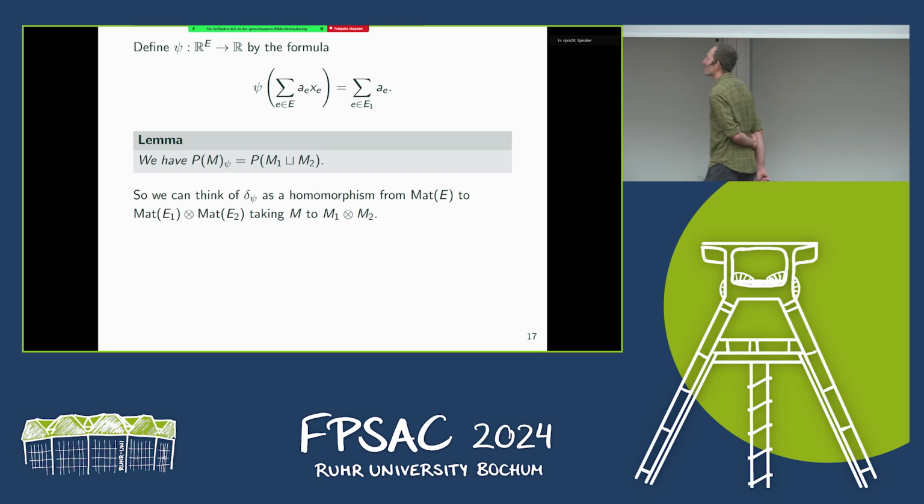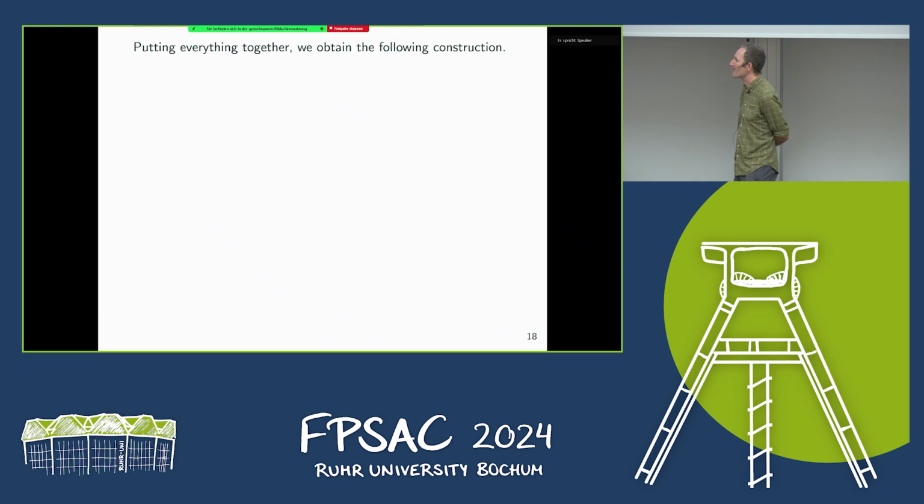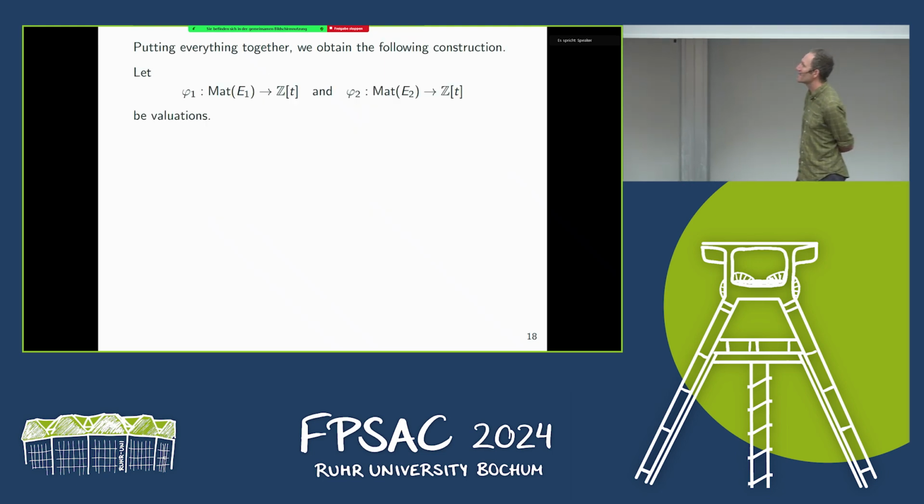So we can think of delta sub psi as a homomorphism from mat E to mat E1 tensor mat E2, and it takes M to M1 tensor M2. So putting everything together, we get the following construction.